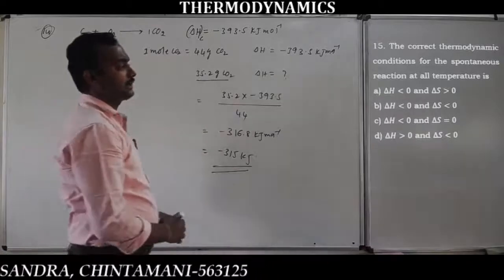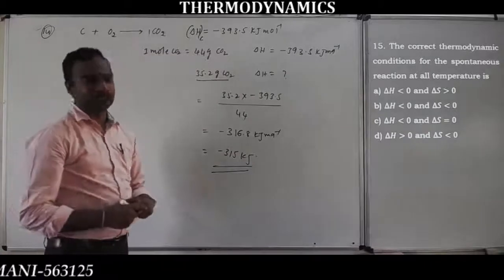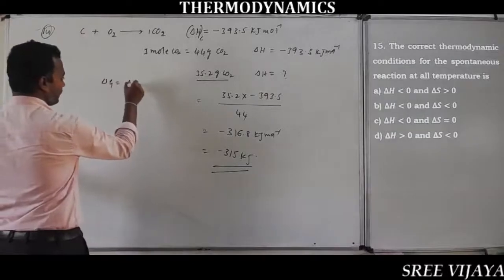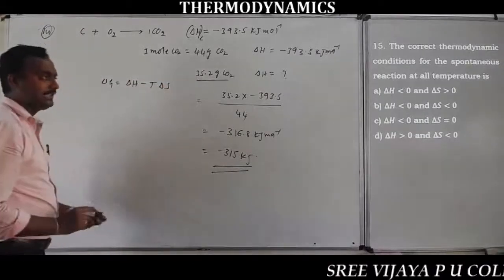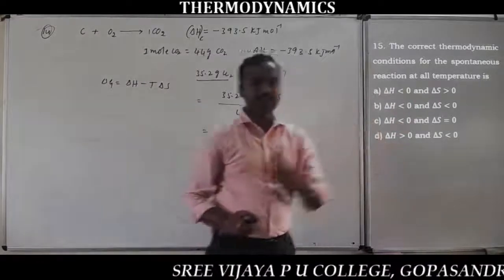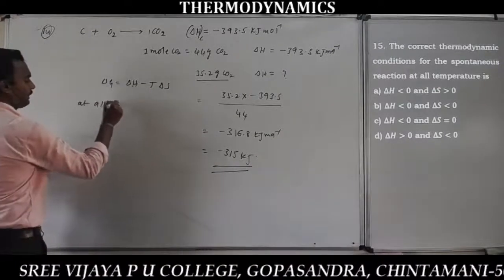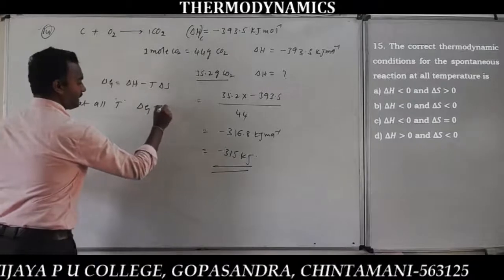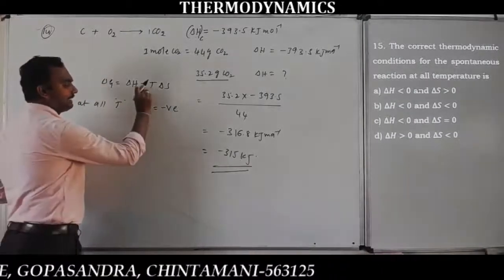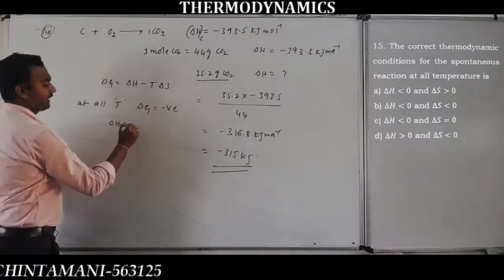Correct thermodynamic conditions for the spontaneous reaction at all temperature. To find spontaneity, non-spontaneity and equilibrium, that can be done by using the Gibbs equation. That is delta G is equal to delta H minus T into delta S. They are saying the reaction is spontaneous at all temperature. So for it to be spontaneous, delta G should be negative at all temperatures. Since the sign here is negative, the sign here must also be negative, which means delta H must be negative.